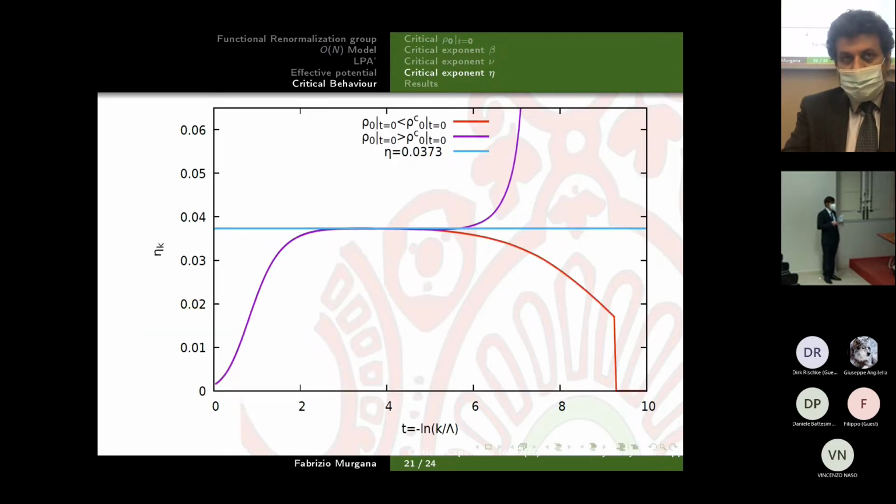And this is exactly what you can do. So you extract eta from the plateau value, and then you see that you deviate upward if you are in the broken phase, and downward if you are in the symmetric phase.